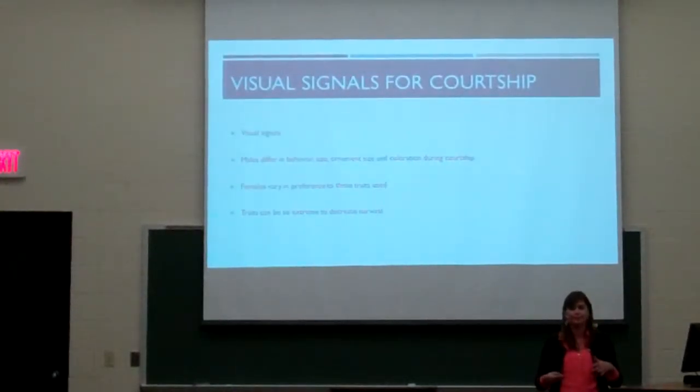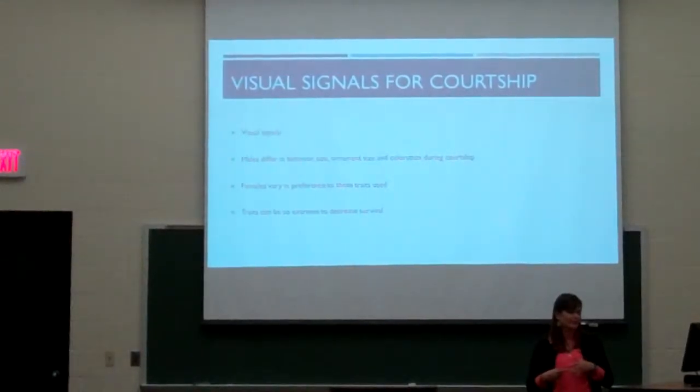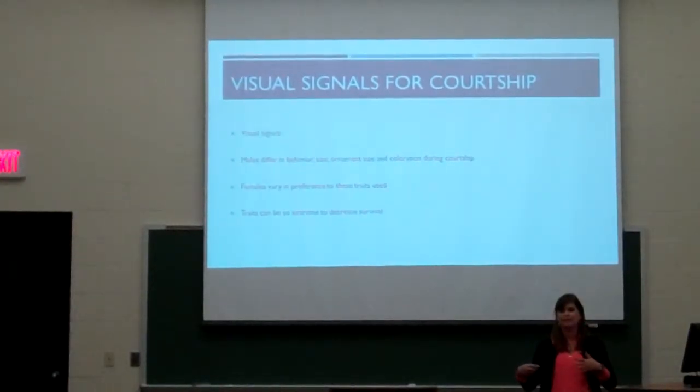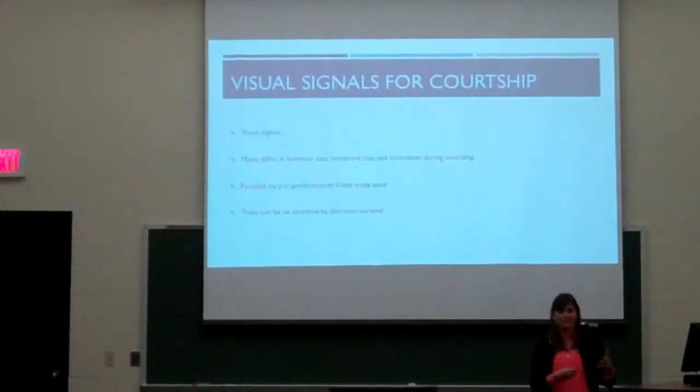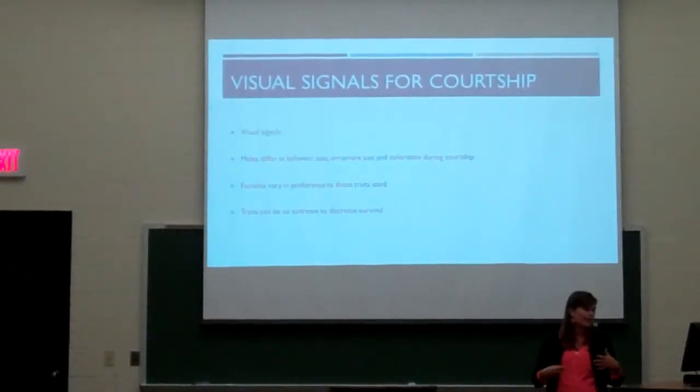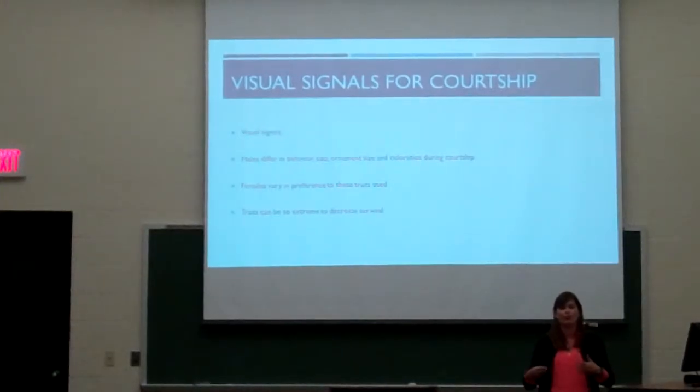Another important part of female preference is male visual signals during courtship. These visual signals are usually how colorful the males are, like these dancing. Males can differ in behavior, size, ornament size, and coloration during courtship, and sometimes males even change any of these just during courtship. When they're not in the mating season, they'll have different traits. And then the females vary in preference to the traits that the males have evolved over the years to try to become more successful in reproduction.